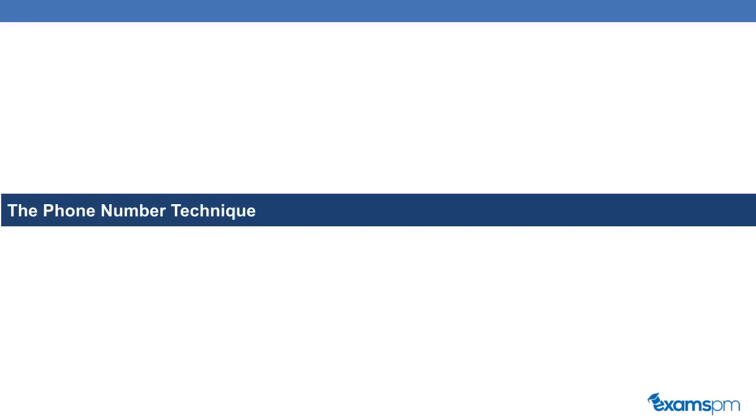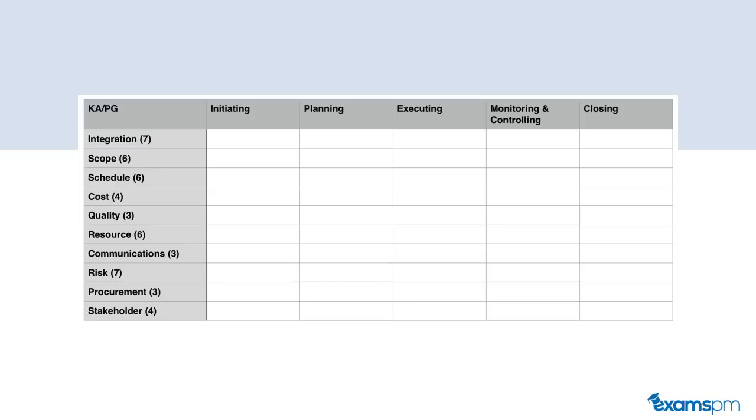Now that we know our knowledge areas and our process groups, we're now ready to move on to our processes. Now, to memorize the processes, I want to introduce you to something called the phone number technique. So the phone number technique states that you can write out the number of processes in each of the knowledge areas, and it kind of spells out a phone number. So for example, there are seven processes in integration, six processes in scope, six processes in schedule, etc., etc.